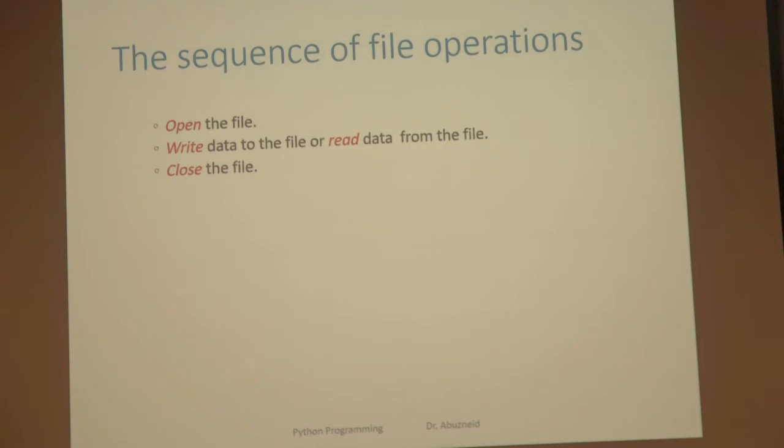So basically, what is the sequence of file operations? If you're trying to open a file, for example a Word file, what do you do first? The first thing is you open it, then you write to it or read from it, and then you have to close it. So these are the processes you need to do: open, read and write, and then close. You must do all of that in your process.